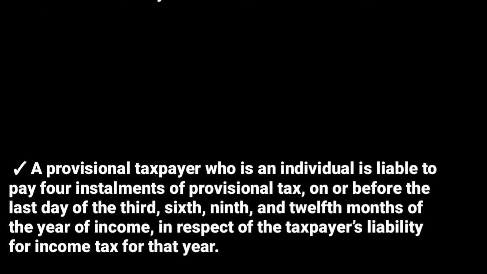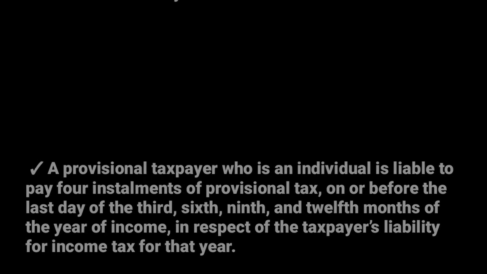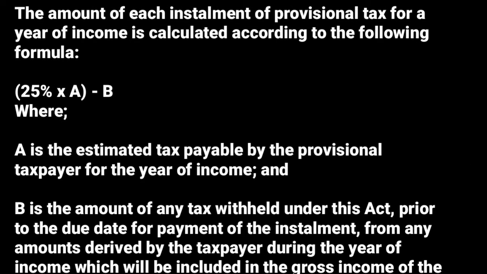In case of a provisional taxpayer who is an individual, they are liable to pay provisional tax in 4 installments. Like 4 installments in a year, it is every 3 months. So on or before the last day of the 3rd month, the 6th month, the 9th month, and the 12th month of the year of income, in respect of the taxpayer's liability for income tax for that year. And the amount for each installment is calculated using this formula.